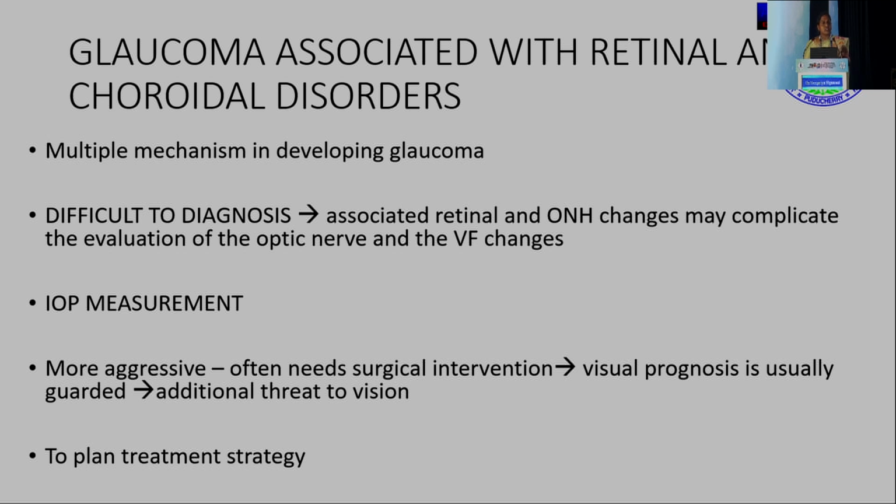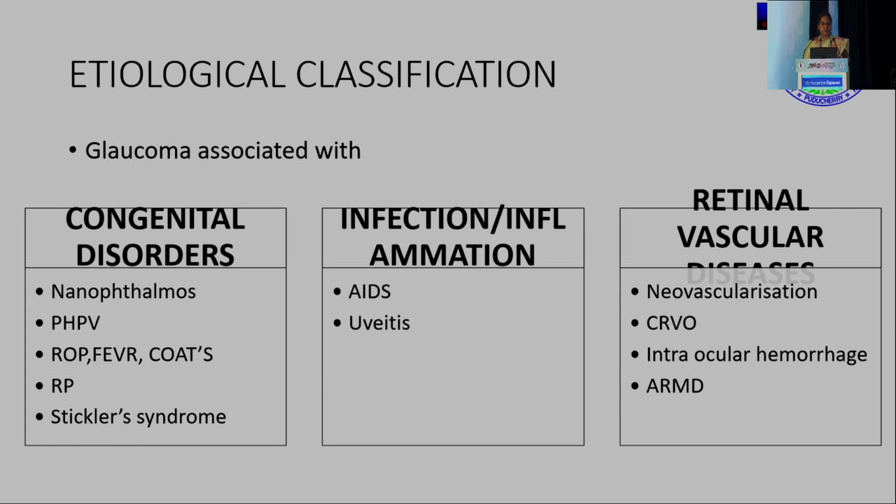Unless we treat the definite etiology and the mechanism, it is very difficult to control the intraocular pressure. And it is very difficult to diagnose because of the associated retinal and optic nerve head changes, which may complicate the evaluation of optic nerve and visual field changes. And measurement of intraocular pressure in post-vitrectomized eyes or silicone-filled eyes or gas-filled eyes will be unreliable. So we have to rely on multiple instruments. And the glaucoma is very aggressive, often needs surgical intervention, and the visual prognosis is also guarded, which is an additional threat to the vision.